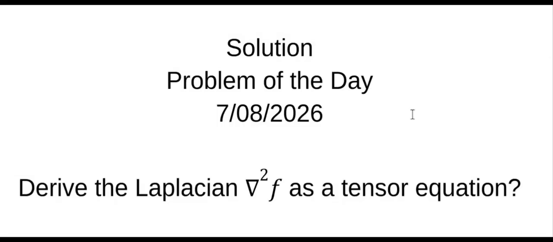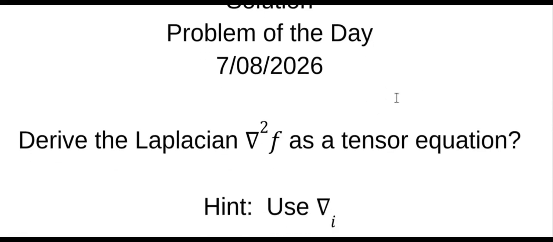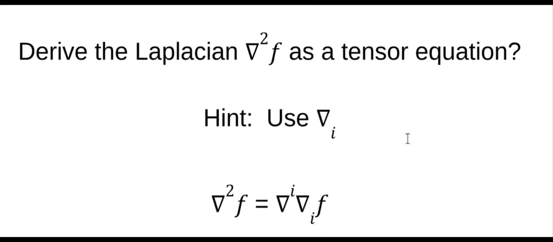It was posted on 7/8, and the question was: derive the Laplacian as a tensor equation. And the hint was use the covariant derivative. That was pretty obvious, okay? So we can't just put the covariant derivative in here twice because that would not be a tensor equation. We wouldn't know what to do with it. So we have to use this, okay?